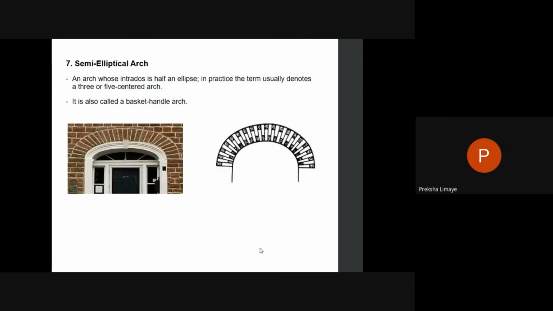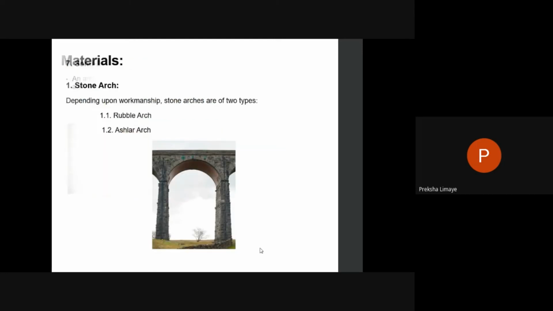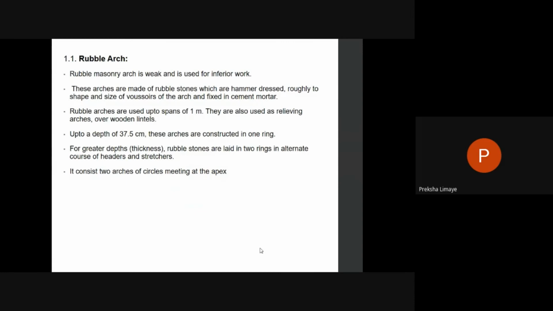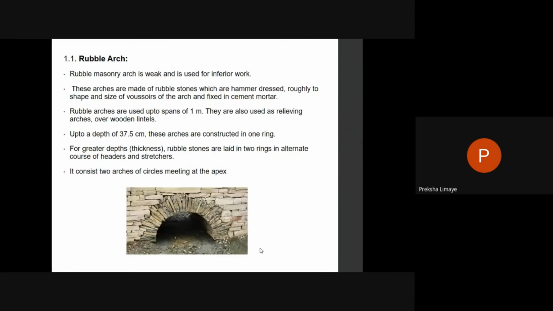Semi-elliptical arch. The arch whose intrados is a half ellipse. In practice, the term usually denotes a three or five-centered arch. It is also known as basket handle arch. Then, according to the materials, first, stone. Depending upon the workmanship, stone arches are of two types: first, rubble arch, and second, ashlar arch. Rubble masonry arch is weak and is used for inferior work.